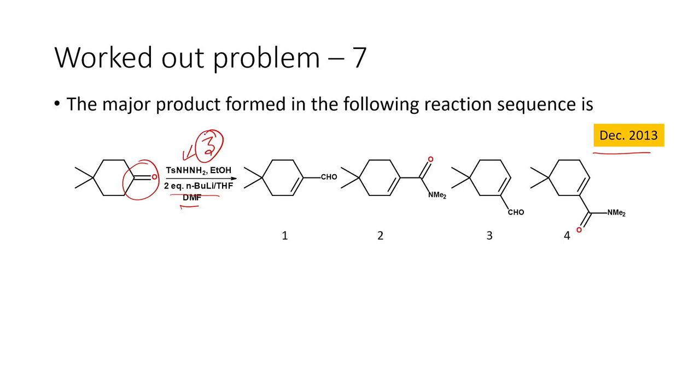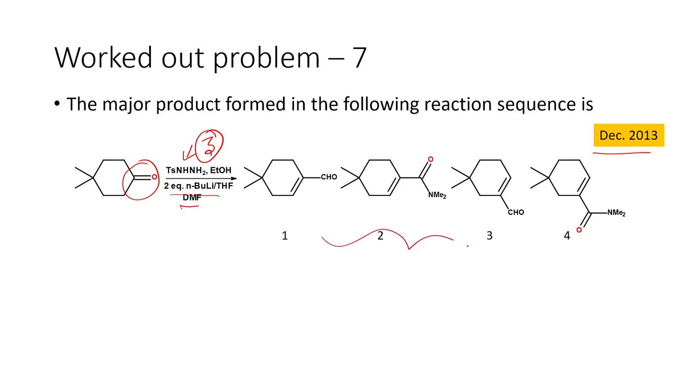From the knowledge we have seen so far, we know this carbonyl compound can be converted to the tosyl hydrazone, and the base may abstract hydrogen atoms, and then we may end up with some alkene or similar type of compound. But we also have DMF, so the introduction of a formyl group is also possible. These are some of the clues or hints given in this particular question, so we have to find out what the final product is.